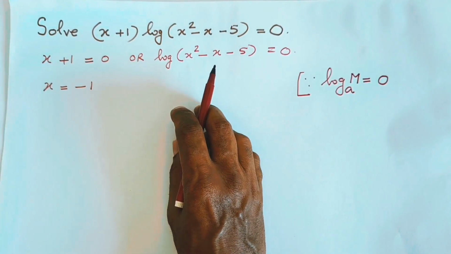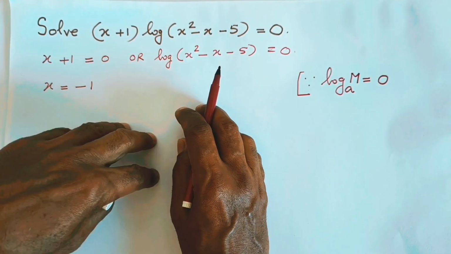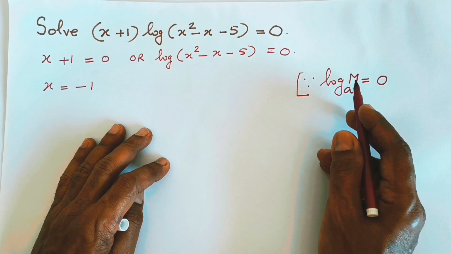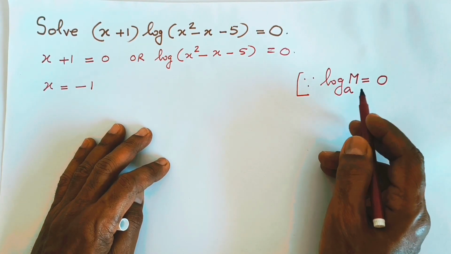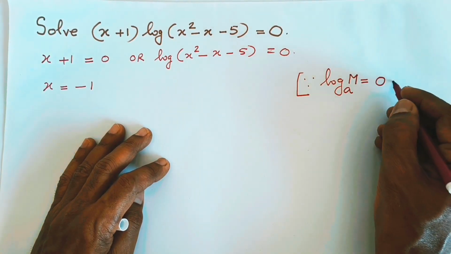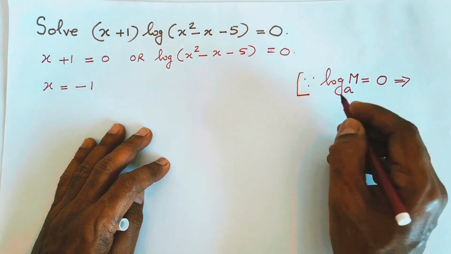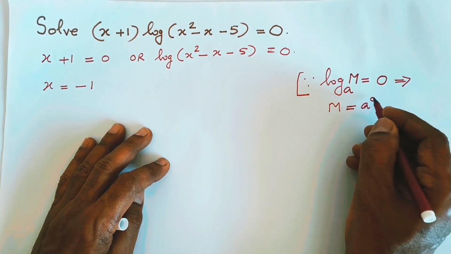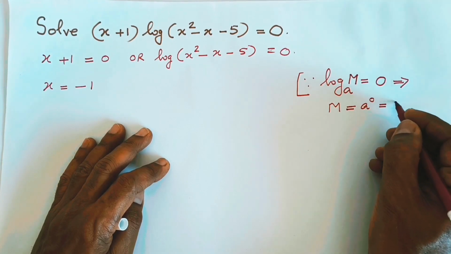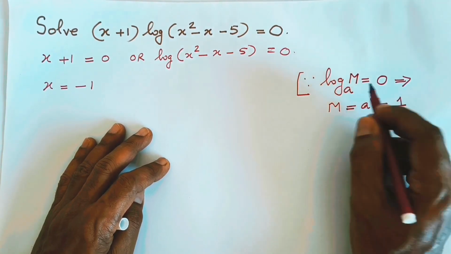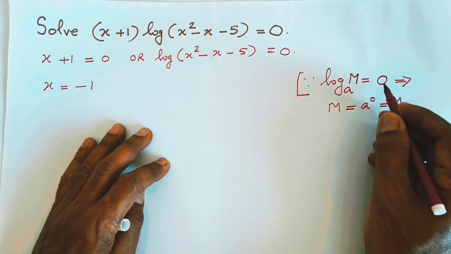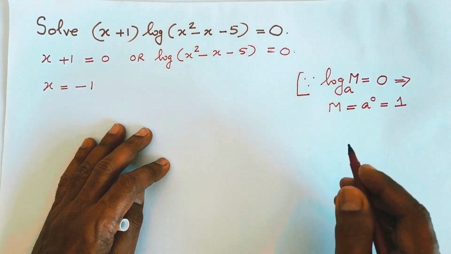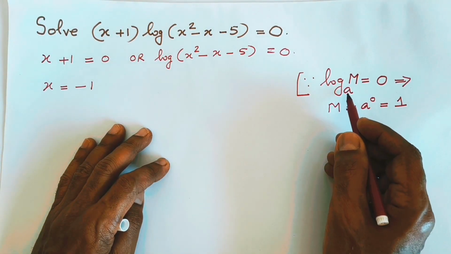We will apply a simple rule in logarithm, or even I should say the basic definition of logarithm. If I say the logarithm of a number m to any base a equal to 0, this implies, by the definition of logarithm, m equals a to the power 0, and a to the power 0 equals 1. That means if the logarithm of a number is 0, then that number has to be 1. That is the meaning of this. It doesn't matter what the base is.